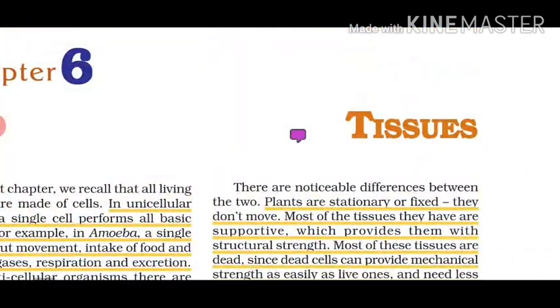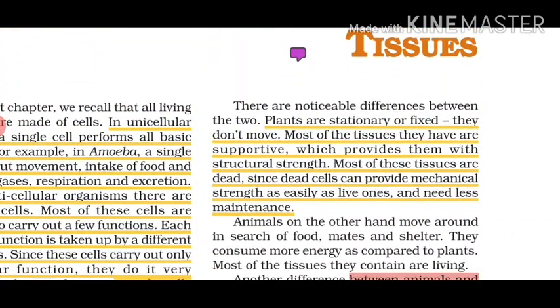Let us study why plants are stationary or fixed. They don't move. Therefore, most of the tissues in plants are supportive, which means they provide strength. Most of the cells found in plants are dead, as dead cells can provide mechanical strength as easily as live cells and need less maintenance, whereas animals need to move in search of food, shelter, etc., and they consume more energy. Therefore, most of the tissues in animals are living.